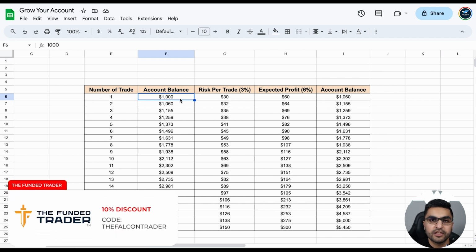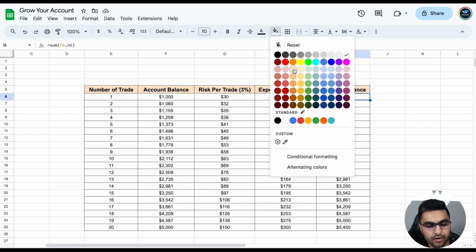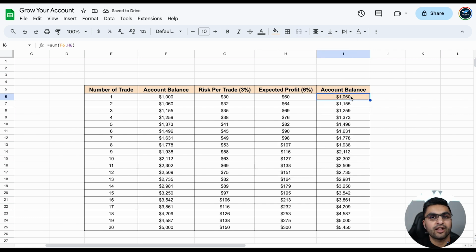So if you're gonna start with a $1,000 account and your risk is going to be $30, which is 3% on a $1,000 account, that means your expected profit is going to be 6%. So if this trade goes and hits your take profit, what will be your ending account balance? It's gonna be $1,060. So once it is $1,060, the next trade that you're gonna take is based on this account balance, and you're gonna take 3% of this account on your second trade. Let's just say that if you're gonna lose, how much you will be losing? You will be losing only $32, and after that you will still be up $28 overall on your account.